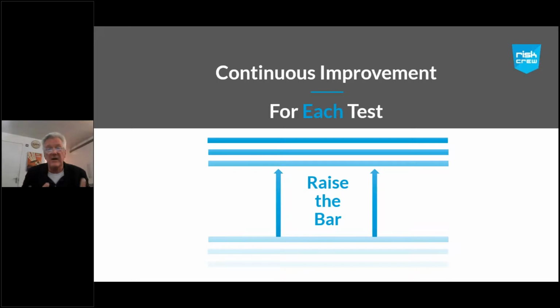This is what we strive to do here at Risk Crew. Say, here's your last test. Okay, fine. Now, how can we raise the bar? How can we raise the bar and give you continuous improvement? And to do that, you need to pick up KPIs, key performance indicators, for each test that you can duplicate in the next test to push you forward and constantly raise the bar and reduce the risk of a breach.